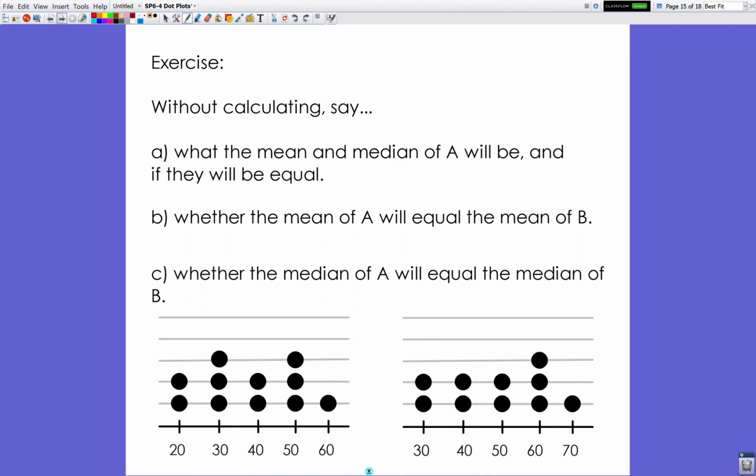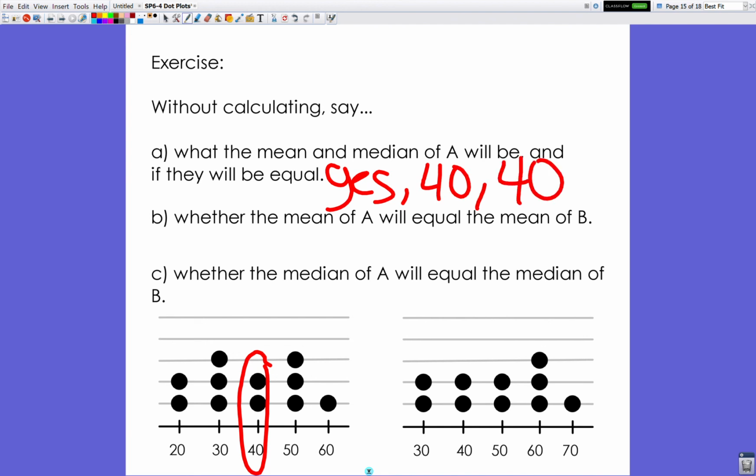All right. So what the mean and median at A will be and if they will be equal. Well, A is symmetrical. So yes, automatically we know they'll be equal. And since they're symmetrical, it'll be in the center, which is 40 for the mean and 40 for the median.